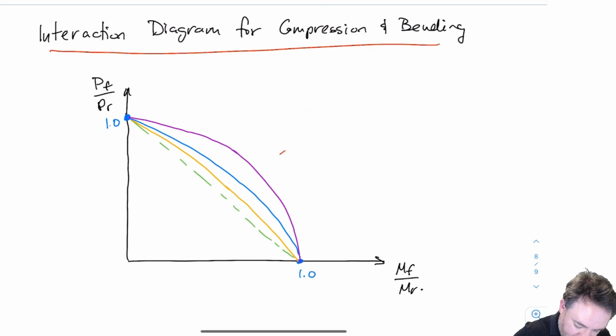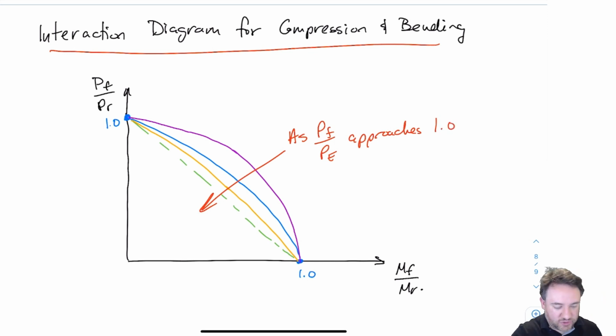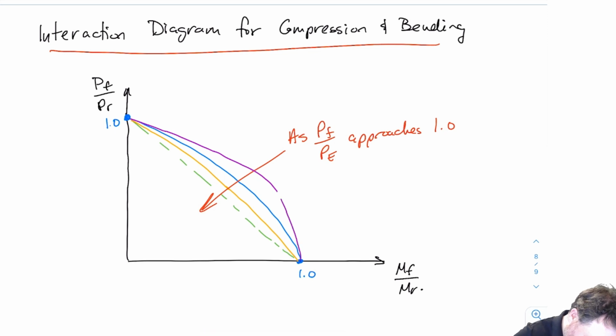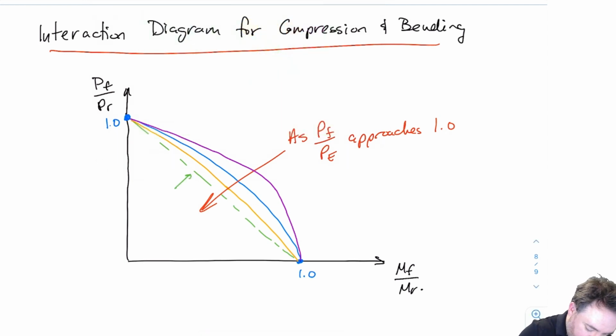So basically, as PF over PE approaches 1.0, I get closer and closer to that straight diagonal line. And it's not totally, like the way that I've drawn it here, it looks like it's a bit even, but actually it comes off more diagonally here, starts off a bit more straight, and then tends to curve towards the end. That's more kind of what it looks like. Something like that. Okay, so this was the linear interaction.